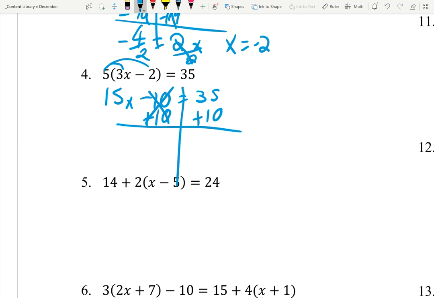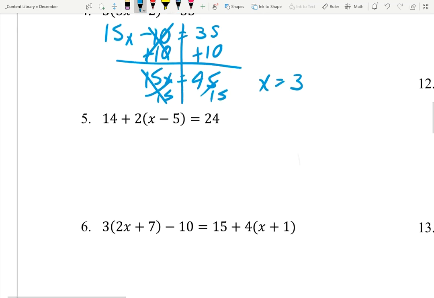And make sure we add it to the other side as well. So this ends up being 15x equal to 45. Now we'll divide by 15. And we get a simple answer that is x equal to 3. 45 divided by 15 turns out to be 3.